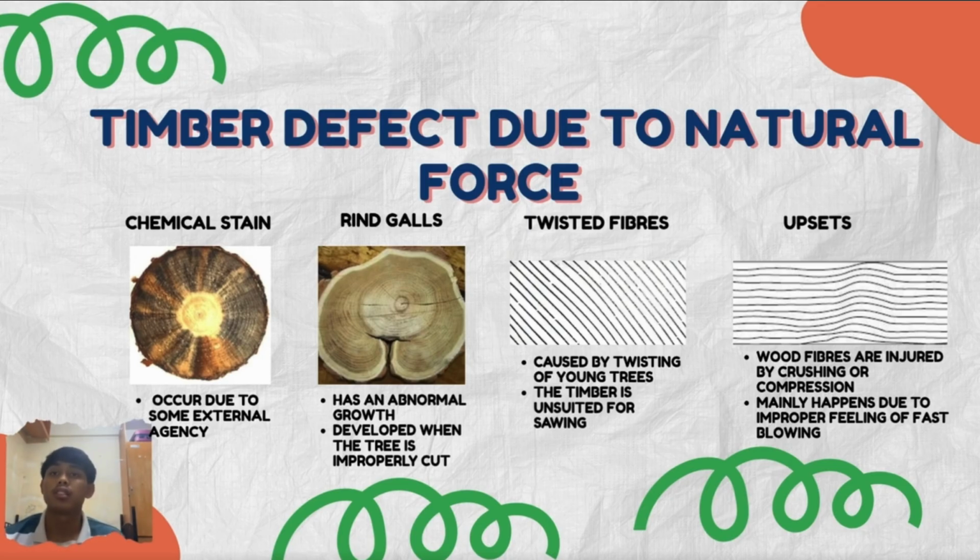For the third one is twist fiber. Twist fiber occurs when young trees grow in a twist direction. This makes the timber difficult to saw and reduces its strength. Lastly is upsets. Upsets happen when wood fibers are crushed due to compression or strong forces, making the timber weaker and more likely to fail under heavy loads.